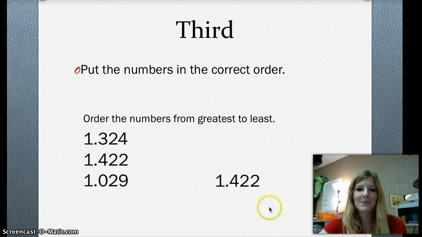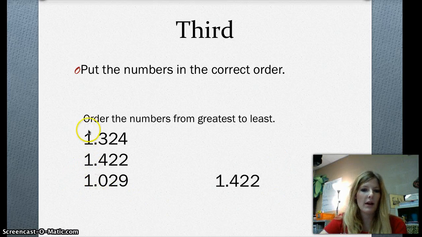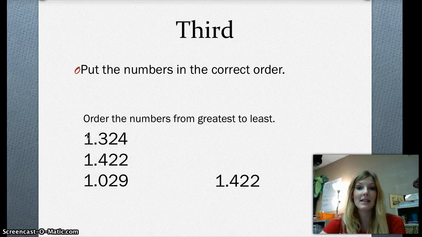Gave you a little hint here. Order the numbers from greatest to least is what we said. So our greatest number is going to be, we have 1, 1, 1, so far they're all the same. Then we move to the next highest place value, which would be the tenths column. This has a 3, this has a 4, this has a 0, which is the greatest number, and it's this, 1 and 422 thousandths.